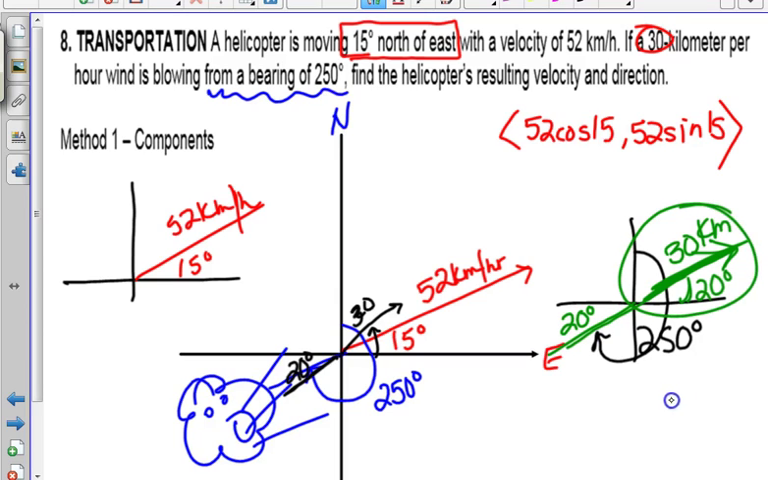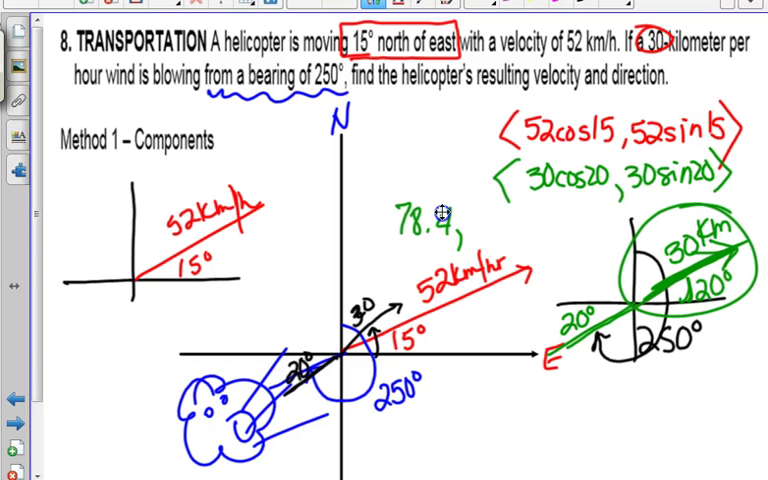Okay, so I need the component of the wind. How do I find that? 30 cosine 20, 30 sine 20. Okay, add those together. 52 cosine of 15, close parenthesis, plus 30 cosine of 20. Then 52 sine of 15, close parenthesis, plus 30 sine of 20. Did anyone get those numbers?